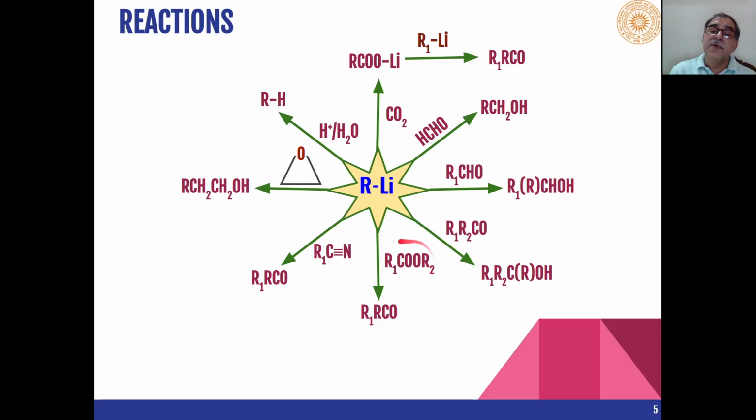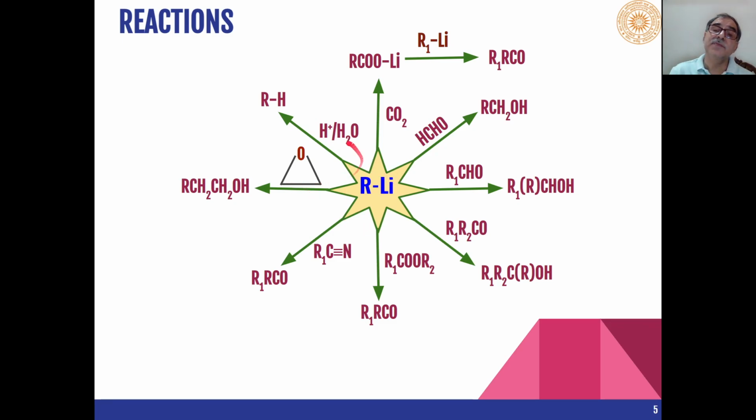Then in case of esters, we will first get the lithium derivative of the ester, and then that will undergo hydrolysis to give us ultimately ketones as the product. Similarly, nitriles will also react with alkyl lithiums to give us ketones as the products. Whereas addition of epoxides to alkyl lithium leads to the formation of primary alcohols or secondary alcohols, depending upon the substitutions present at these two carbons of the epoxide.